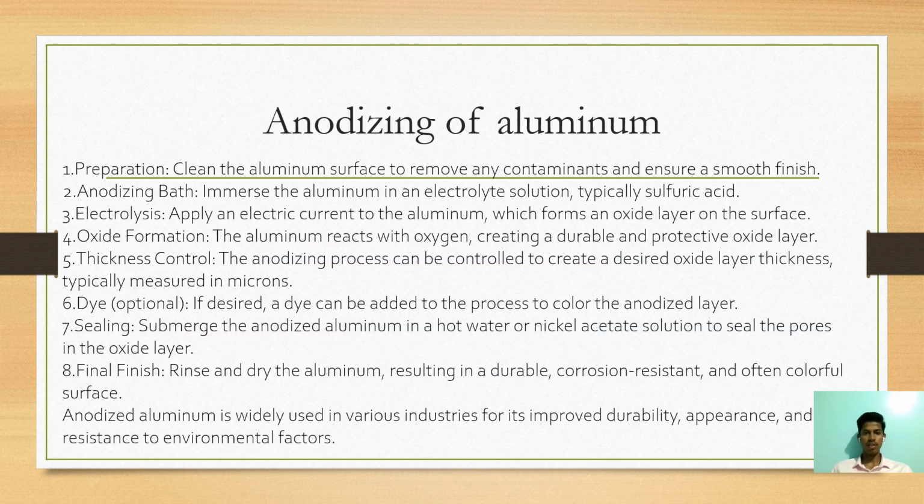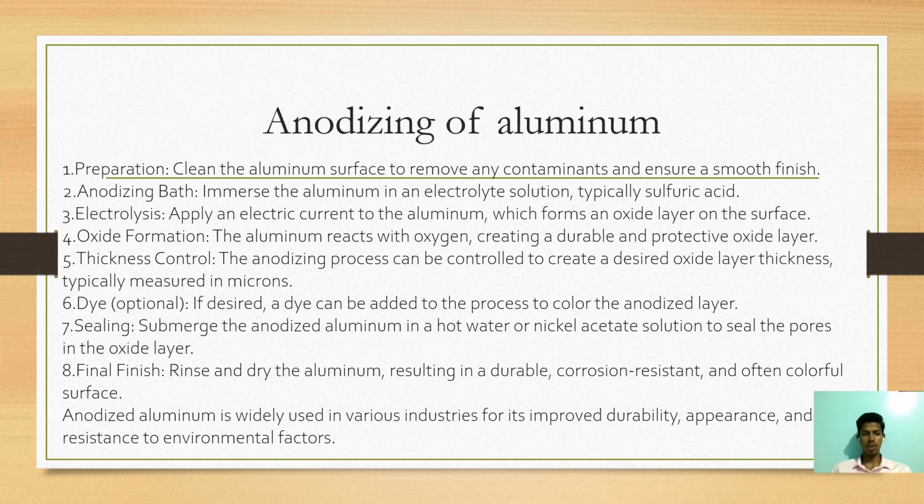As we can see, anodizing of aluminium. Preparation: clean the aluminium surface to remove any contaminants and ensure a smooth finish. Second is the anodizing bath. Immerse the aluminium in an electrolyte solution, typically sulfuric acid. The third step is electrolysis. Apply an electric current to the aluminium, which forms an oxide layer on the surface. Fourth is oxide formation. The aluminium reacts with oxygen, creating a durable and protective oxide layer.